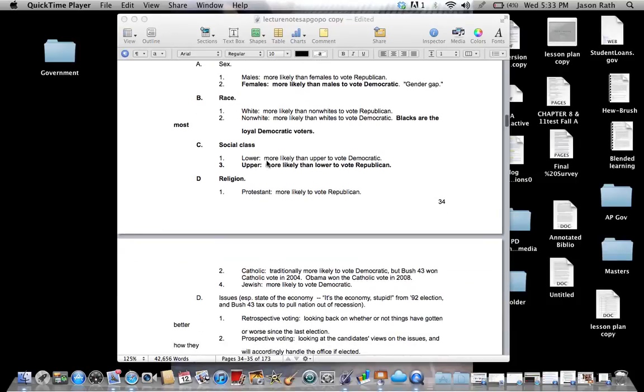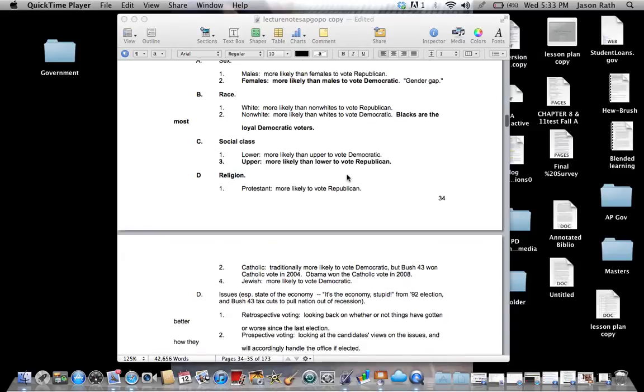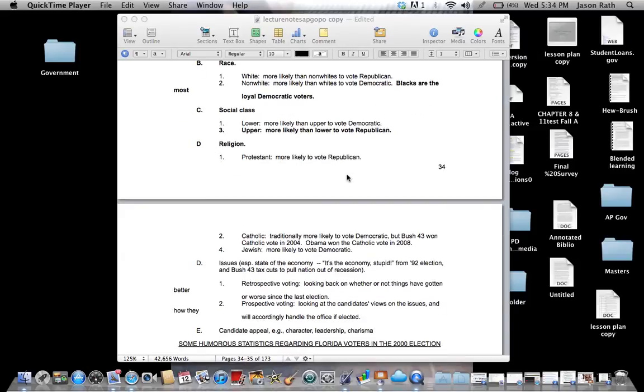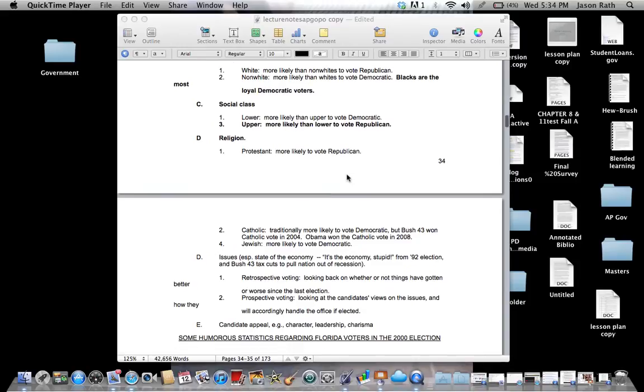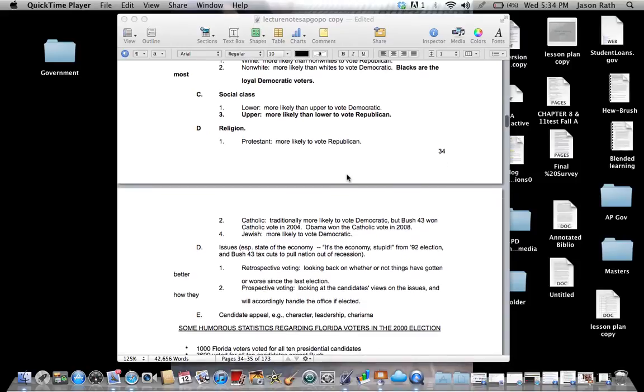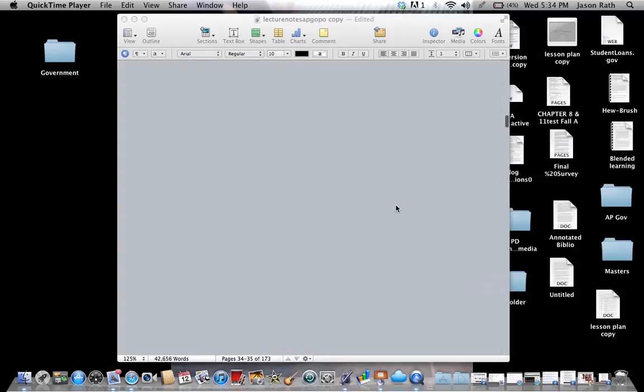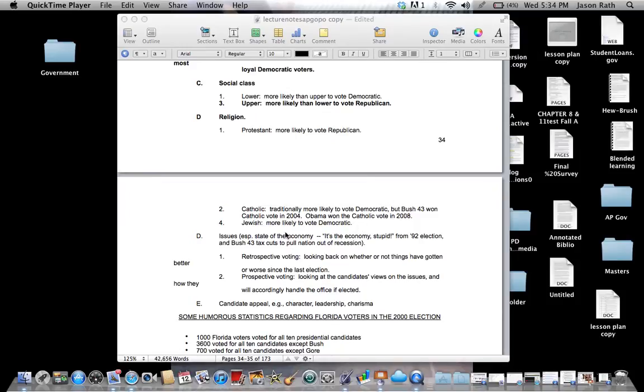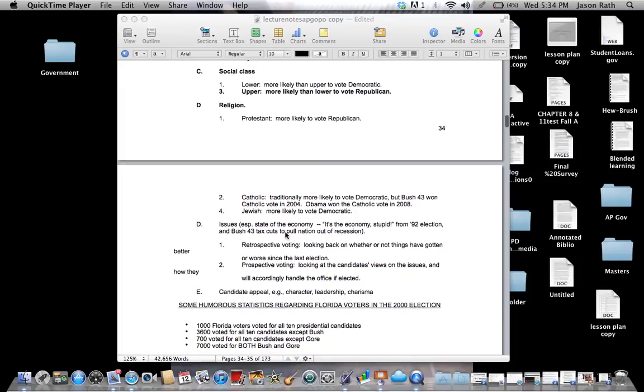Social class: lower, more likely to vote Democratic. Why? Come up with an educated answer here. Why are they more likely to vote? This is social class: the lower, more Democratic than Republican, and the upper, more likely to vote Republican. Again, why? Religion: Protestants are more likely to vote Republican. Catholics are traditionally more likely to vote Democrat. Obama won the Catholics in 2008, Bush in 2004. And the Jewish faith are most likely to vote Democratic.